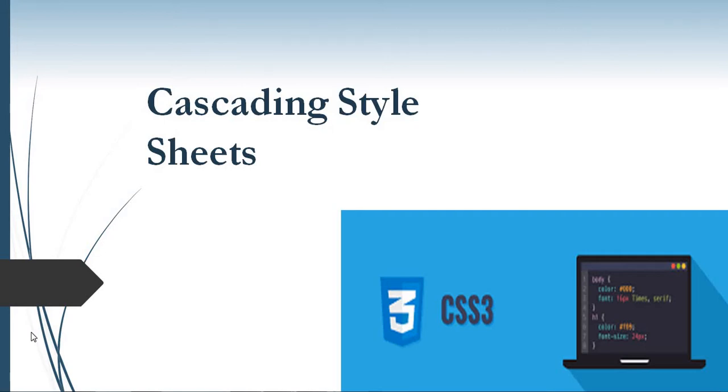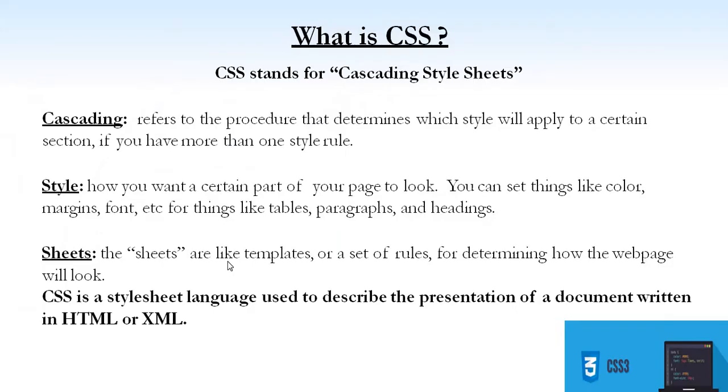So first of all, let's understand what is CSS. CSS stands for cascading style sheets. Cascading refers to the procedure that determines which style will apply to a certain section if you have more than one style rule.